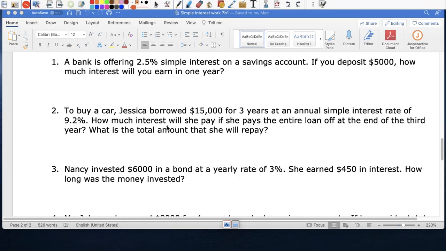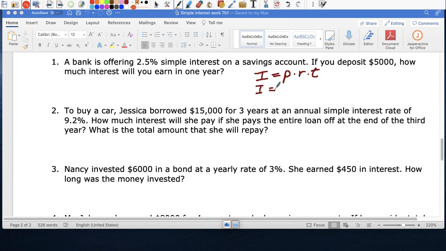Here we go. Bank is offering, and again, some of these questions are outdated, but the idea is there. So, interest that you earn is equal to the principal, the money deposited or borrowed, times the interest rate in decimal, times the time in years. So, it's going to ask you first, how much interest did you earn in 1 year?